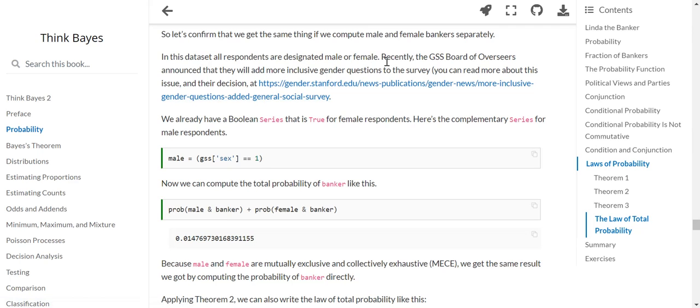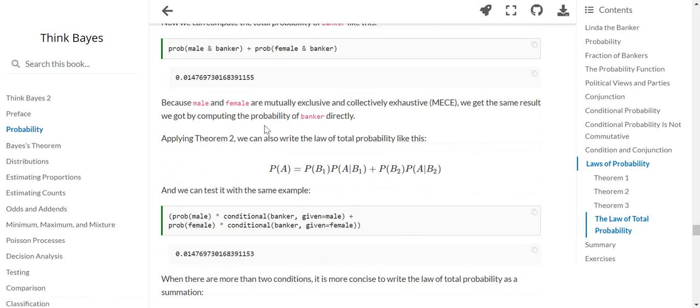Okay, here's another good news, that they are going to add more inclusive gender questions. Because male and female are mutually exclusive and collectively exhaustive, MEC in short, we get the same result.